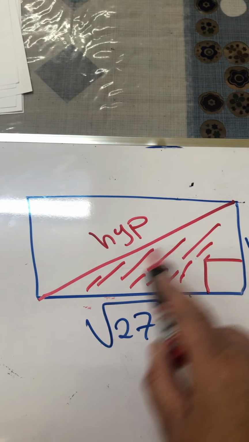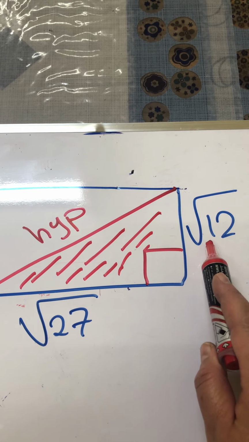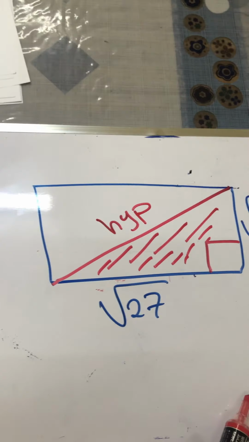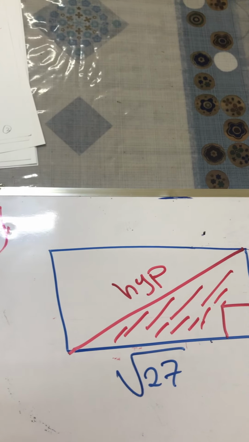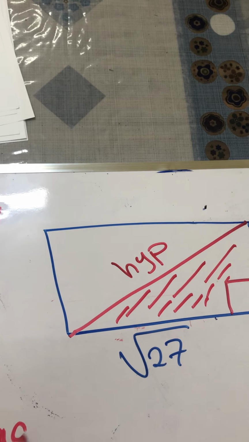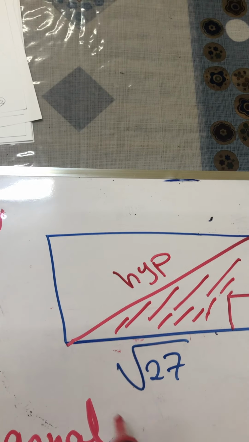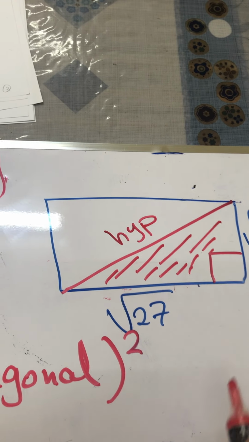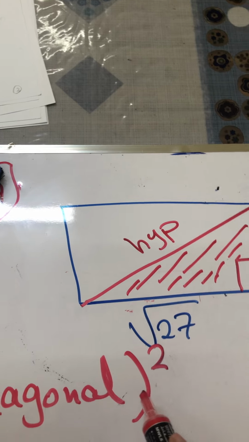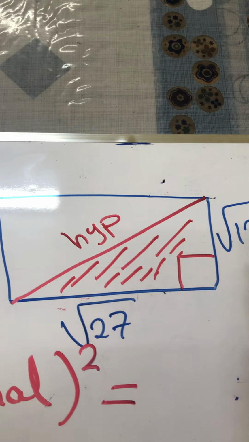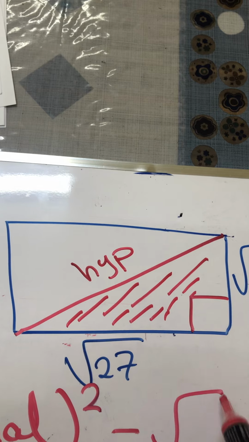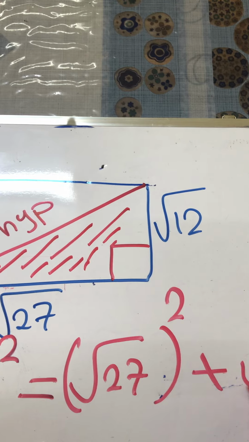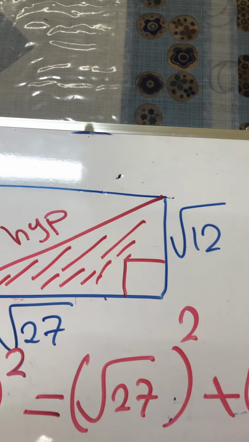Now I have a right angle triangle. This side is square root of 12. This side is square root of 27, and I want to find the hypotenuse. To find the diagonal, which is the hypotenuse, I have to square. I said to you, if you want to find the hypotenuse, square the two lengths and add them together. So I want square root 27 square plus square root 12 square.